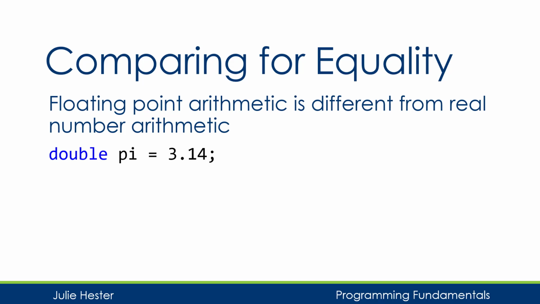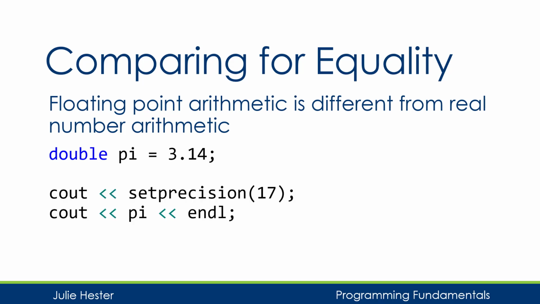So let's take this variable pi that's a type double, and I'm going to initialize it to 3.14, which is a standard value people might use in mathematical problems for pi. Once I've initialized that variable, I can display its value on the console window. And let's say I want to display 17 decimal places. I'm going to use set precision here of 17 and display pi.